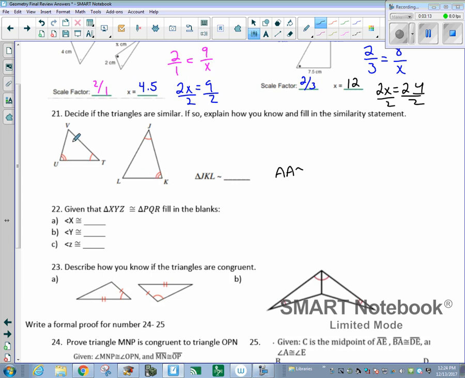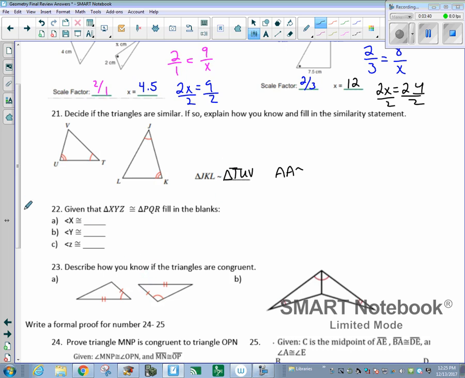And now how are these matching up? Well, it's KJL. So J is the single marked angle, K is the double marked angle, and L is the no marked angle. If I do that same order for this one, then the triangle that JKL is similar to would be single mark T, double mark U, and then V is the unmarked one. That's how the triangles are similar to one another.